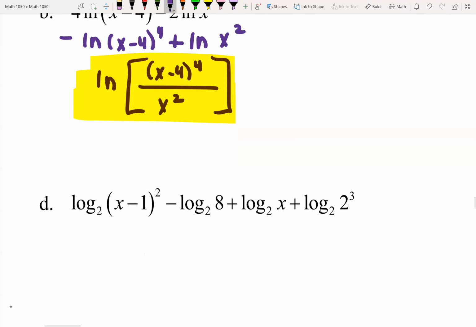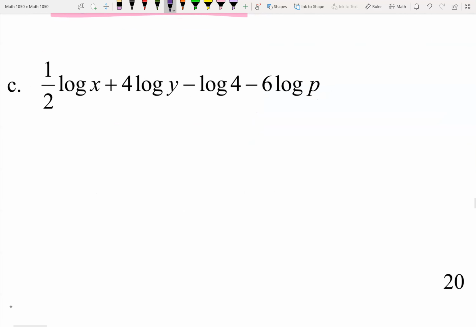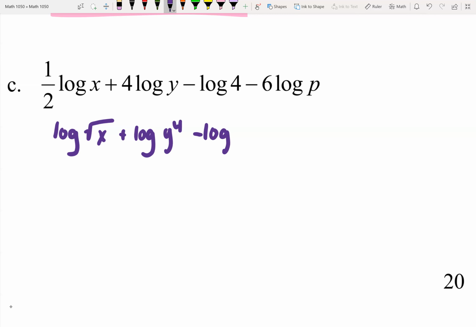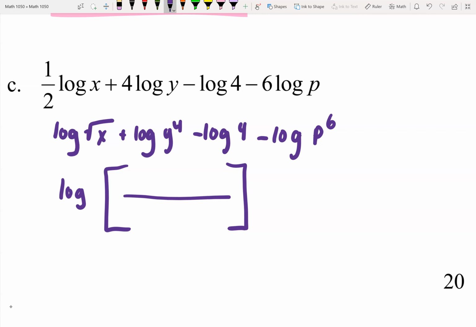Okay, great. Okay, here's question C. Pull those exponents up. So this is the log of x to the 1/2, which is just the square root of x, plus the log of y to the 4th, minus the log of 4, minus the log of p to the 6th. I see those negatives, and I know I'm going to be dividing, so I've got a fraction bar like that. The square root of x is a positive in front of the log, so I'm going to put it right there. The y to the 4th in front of the log has a positive sign. The 4 has a negative, it goes on the bottom. The p to the 6 has a negative. It goes on the bottom. Done.